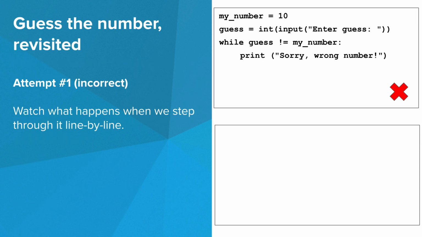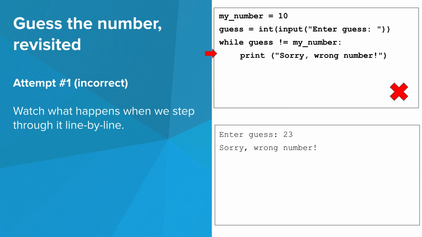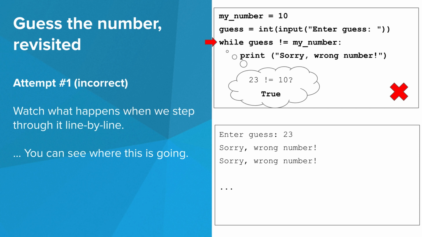Okay, now let's revisit that guess myNumber program. At the right, you will see a first incorrect attempt at changing the program to use a while loop. Watch what happens when we step through this line by line. myNumber gets set to 10, we ask the user for a number, they type 23, and we compare that to 10. They are unequal, which means the condition is true. So the print gets executed. We go back to the top and reevaluate the condition, and nothing has changed, so it's still true. So we print again. You can see where this is going. The user never gets a chance to enter a new number.